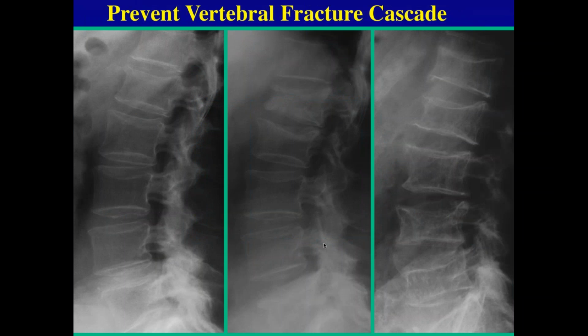So the overall objective is to prevent the vertebral fracture cascade in the extreme. And here we can see at baseline in this lateral image, a vertebral fracture at this level. And then at 10 years, we can see that there has been further progression. And then at 20 years, multiple severe fractures all the way through the lumbar spine.